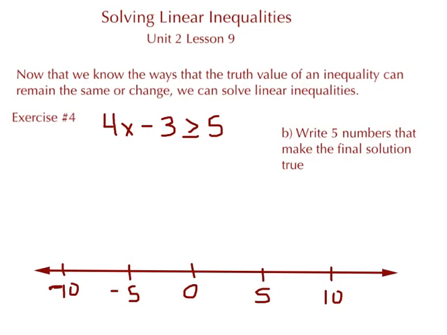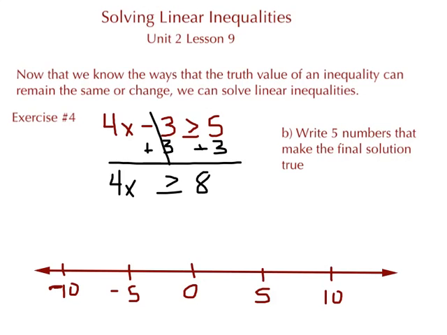So I'm on page 18 in your packet, exercise number 4, and that's where we're going to begin today. We're going to begin by solving this inequality. And the same thing as if there was an equal sign there and this was an equation, we do the same steps. So we're going to start by adding 3 to both sides. 4x is greater than or equal to 8. Divide by 4. Divide by 4. X is going to be greater than or equal to 2.